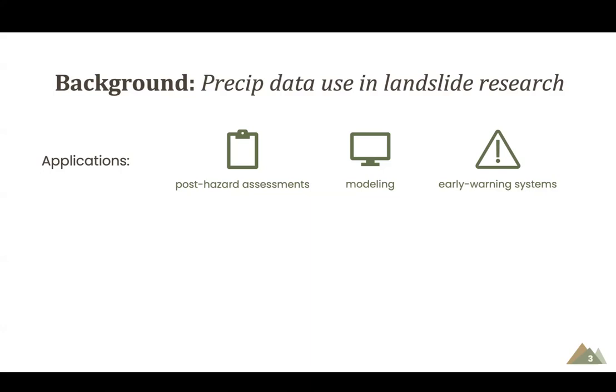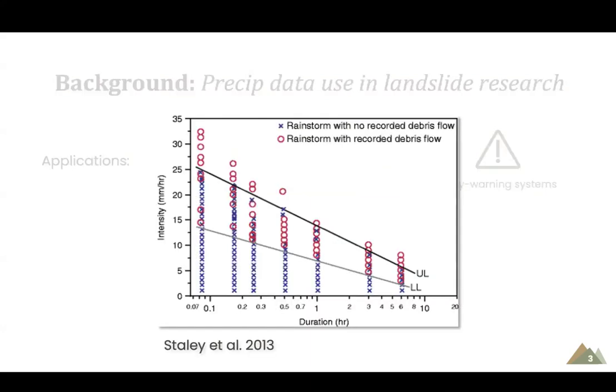As an example of that, this is a figure I pulled from a paper by Dennis Staley et al. from 2013, showing precipitation data plotted with intensity on the y-axis and duration on the x-axis. This is an example of how precipitation data, in conjunction with when and where debris flows happen, can be used to try to determine a threshold. Those thresholds are then used as inputs to early warning systems. So forecasters might use this kind of information to decide when they're going to send out a warning to a community or when it's time to evacuate a community.